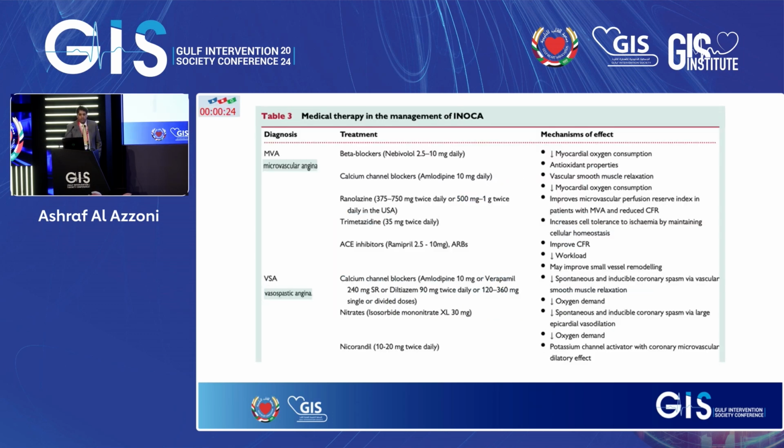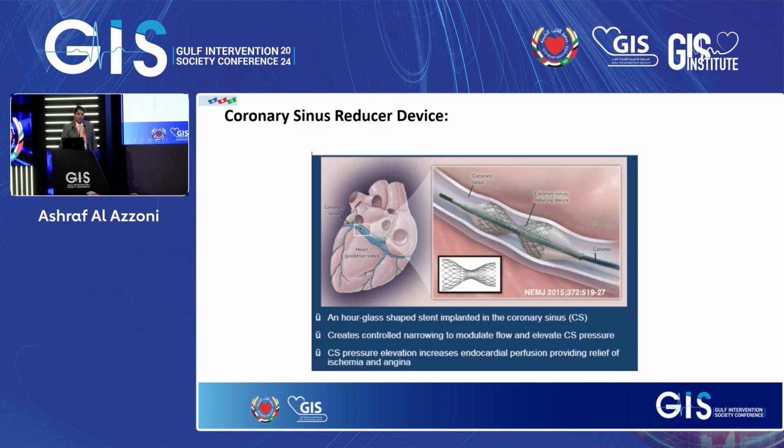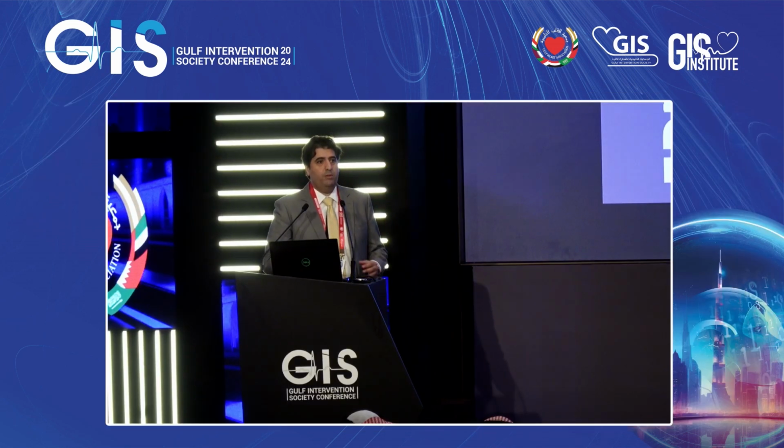Finally, before I finish, regarding therapy, as I highlighted, when it comes to microvascular angina, it is mostly statin and so on to control cholesterol. For beta blockers, nebivolol is preferred in such cases. ACE inhibitors, ranolazine. But for angina, it is calcium channel blockers and nitrates. And nicorandil is a very helpful one to use specifically for such patients. Coronary sinus reducer, as I mentioned, we mainly use it for patients with microvascular disease, and that's about it.